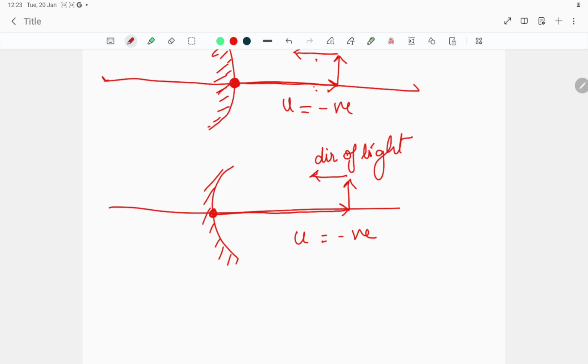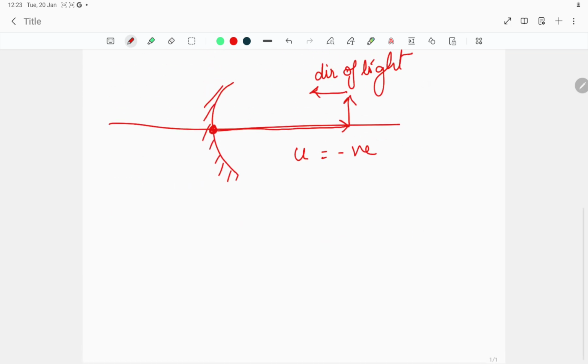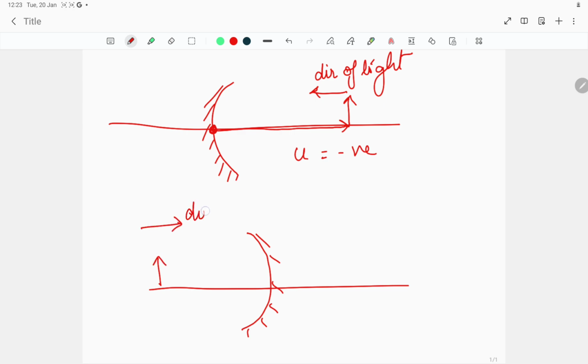Negative. Okay, suppose I place the concave mirror in this way. Okay, I place the concave mirror like this. This is the principal axis. Where will I place the object? The object will be now placed this side, isn't it? So where is the direction of light? So this is the direction of light.